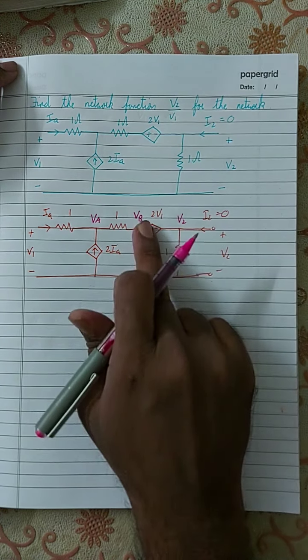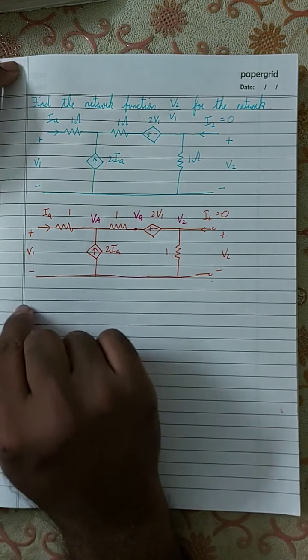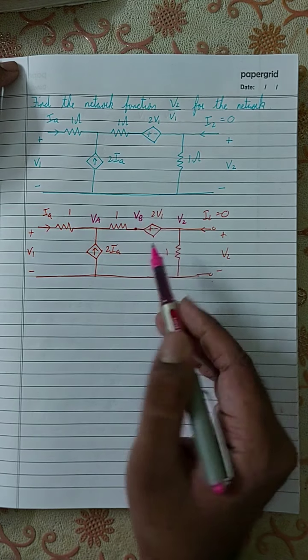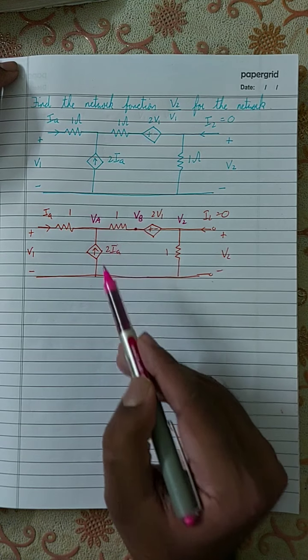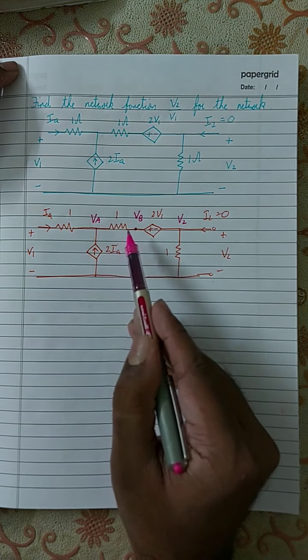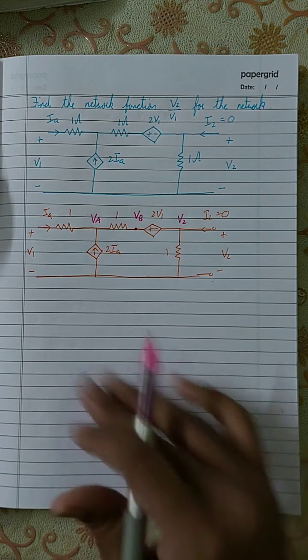So these are the voltages: V2, VB, VA, V1. The reason VB exists is because there is a resistor over here, so this value is not equal to VA. We have to give another name to it, and that's why I called it VB. So now we can write the equation.